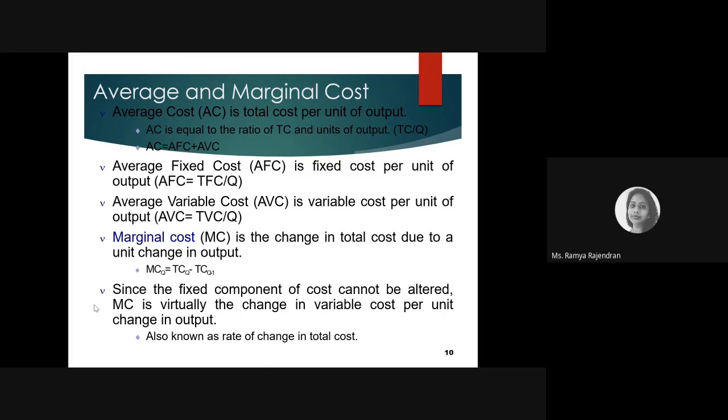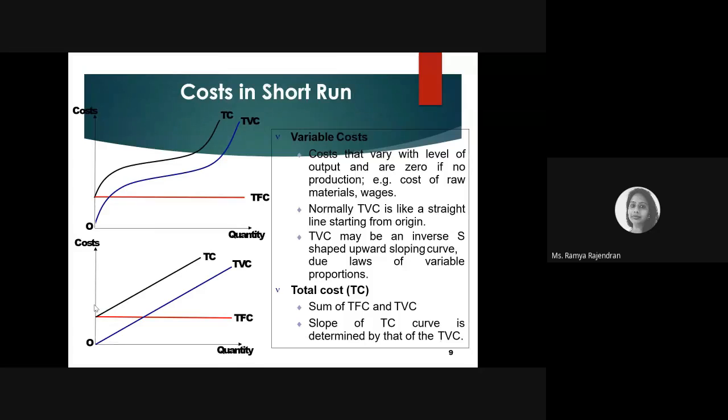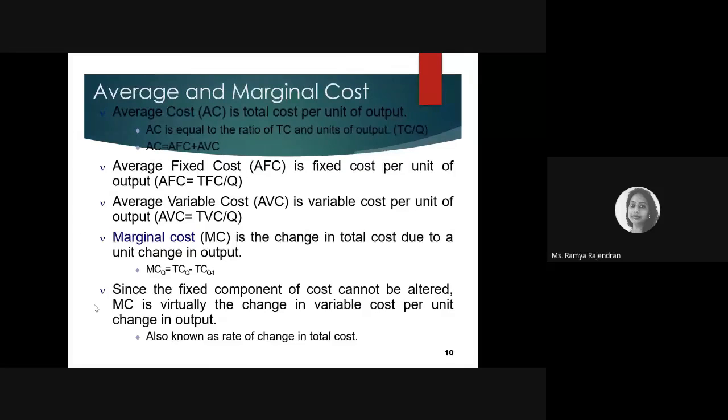Okay, so next, let's see how we can draw a graph for average cost and marginal cost. Average cost is the sum of average fixed cost and average variable cost. We have total cost, total fixed cost, and total variable cost. Now we have to add the graphs for the other two costs, average cost and marginal cost. We have discussed the definitions for all this, so I'm skipping it.